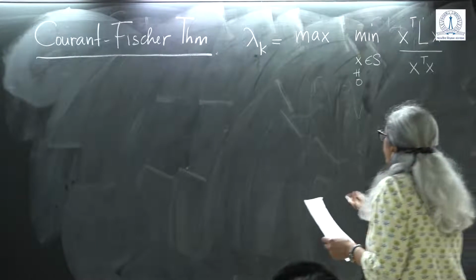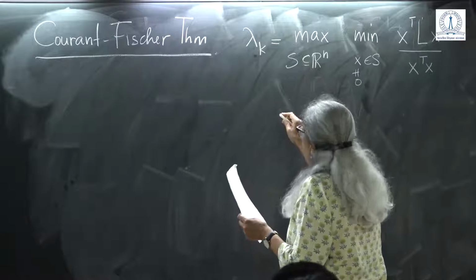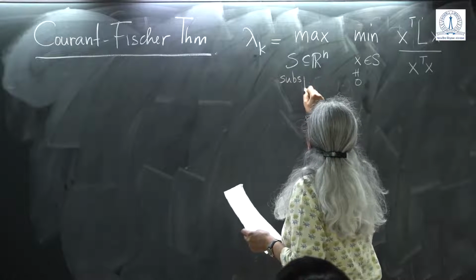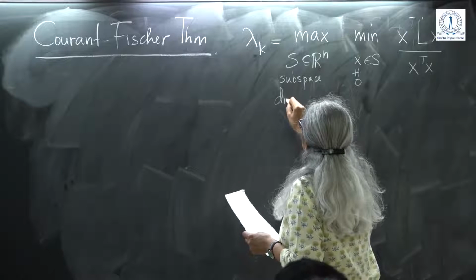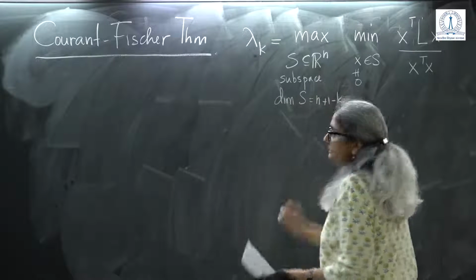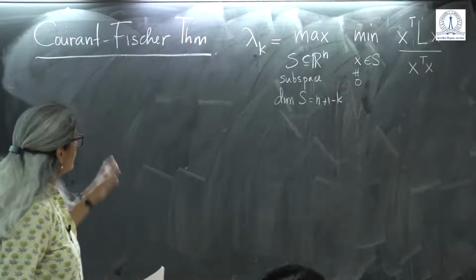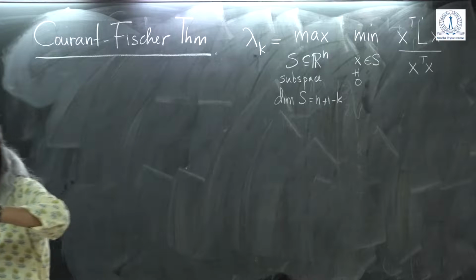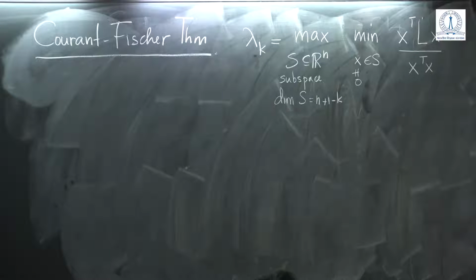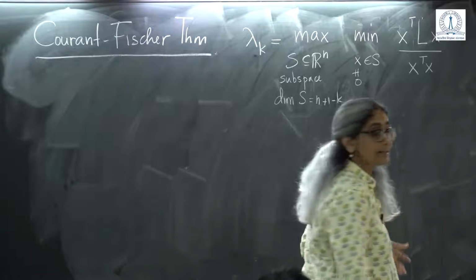What is S? S is all subspaces in R^n, and the dimension of S is n plus 1 minus k. This is one piece of the Courant-Fischer theorem. There's another piece that switches the max and the min, but let's just do this one piece today. This is true for all symmetric matrices, not just for the Laplacian.